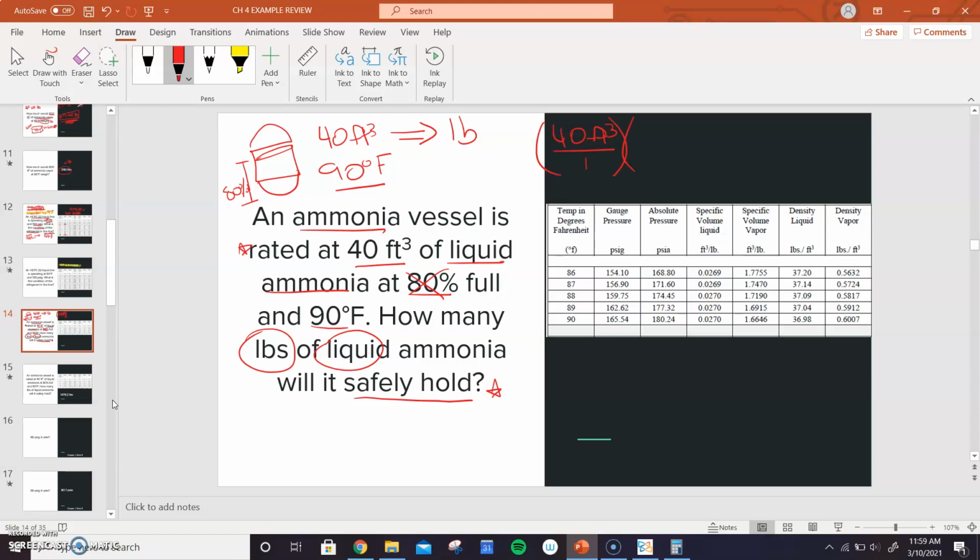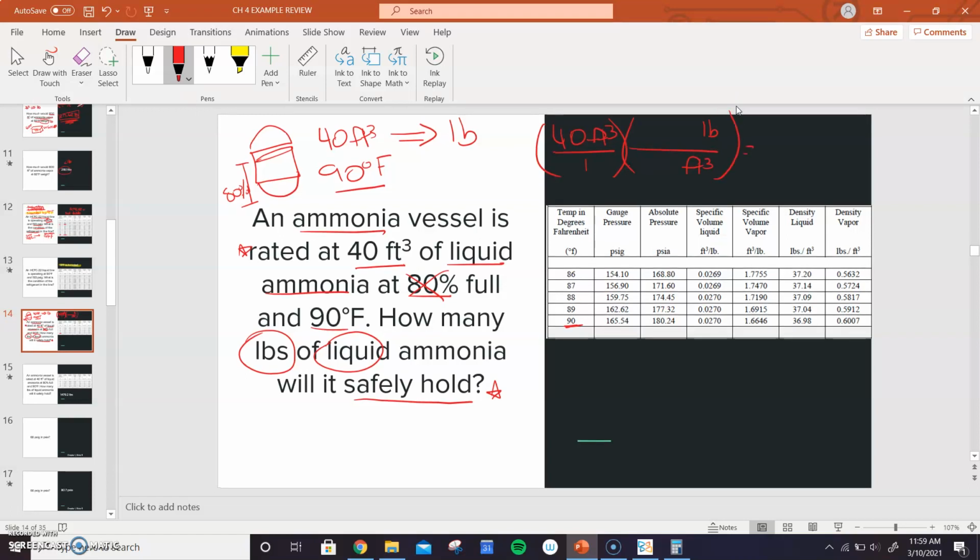So at 90 degrees Fahrenheit, we are looking for pounds per cubic foot, because we want pounds as our units. We want to cancel out cubic feet. So pounds per cubic foot is density. And this is liquid ammonia, so the density of liquid, not the density of vapor, at 90 degrees is 36.98 pounds per cubic foot.